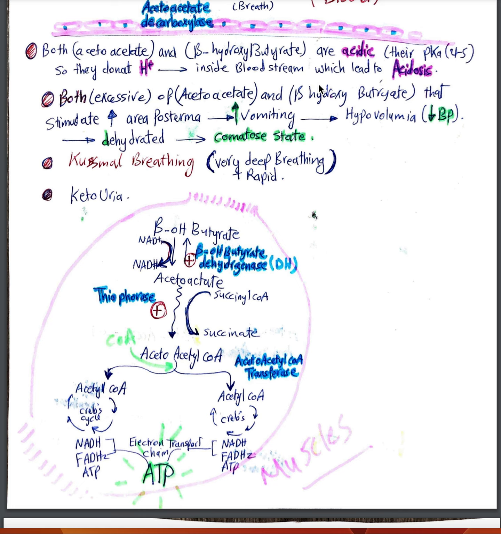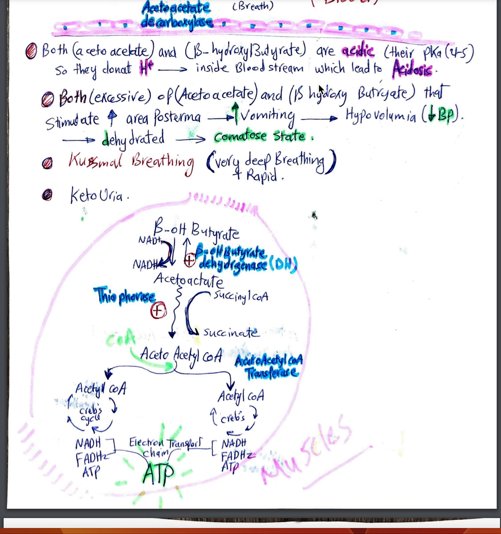But if the insulin is absent, and that happens in diabetes mellitus type 1, that leads to no insulin, so there is no inhibition of ketogenesis and lipolysis, there is a reduced level of glucose, so that leads to increased ketogenesis, the formation of ketone bodies.